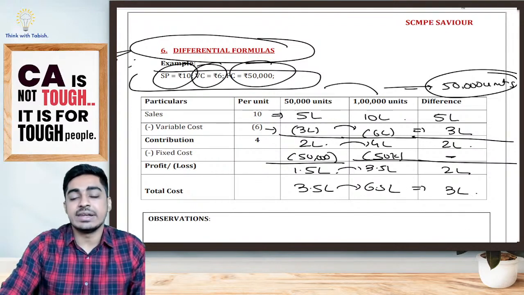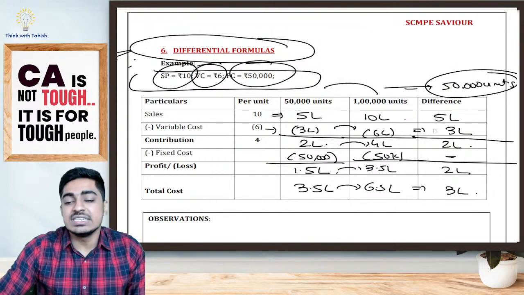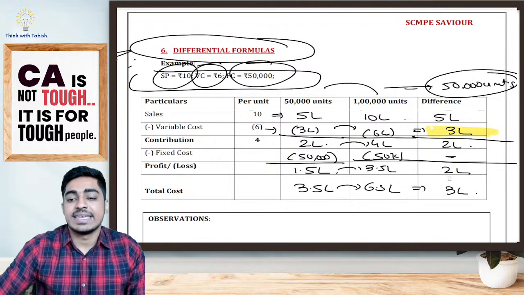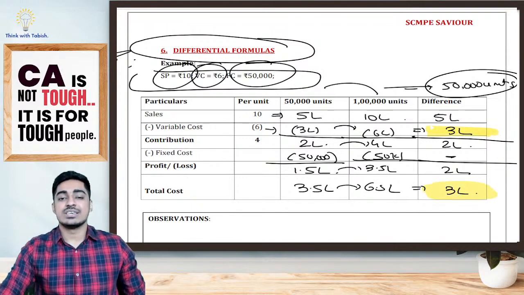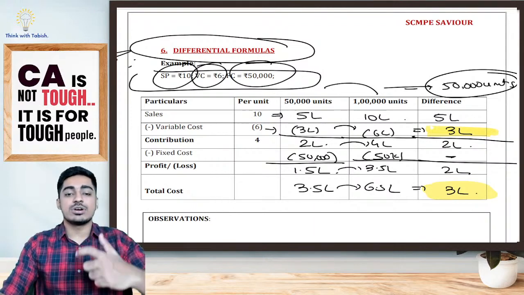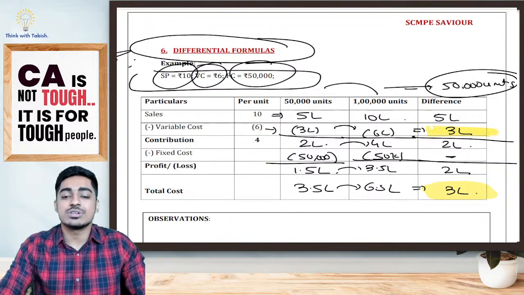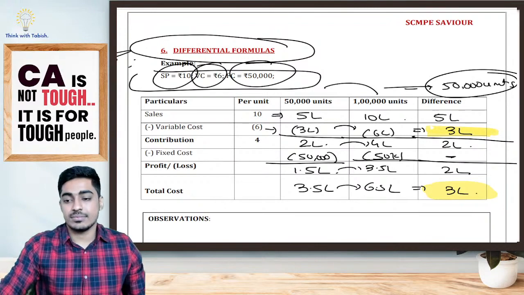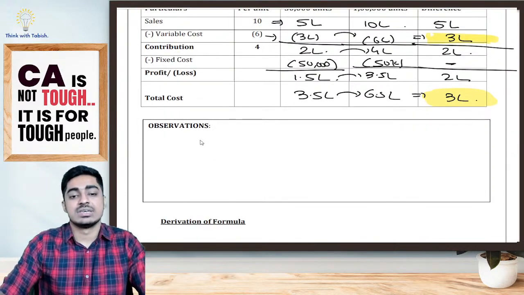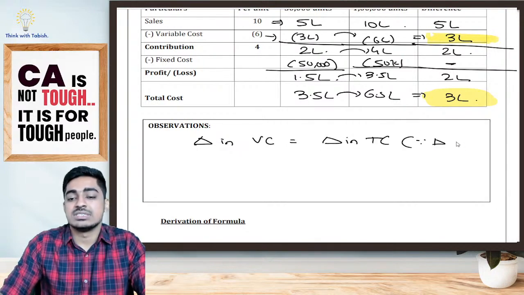Now, one interesting observation, if you guys see here, what is it? Change in variable cost and change in total cost are both one and the same. Yes or no, students? Change in variable cost, change in total cost are one and the same. Why is it? Because in fixed cost, there is no change at all. So we'll tell important observations. Change in variable cost will be equal to change in total cost because since change in fixed cost is 0.